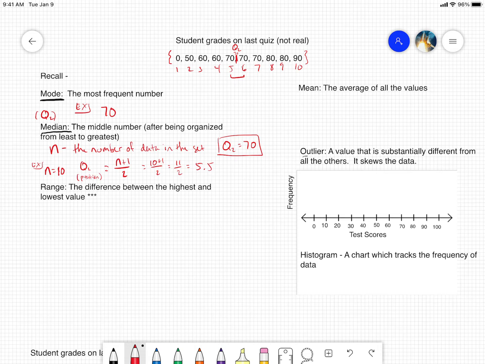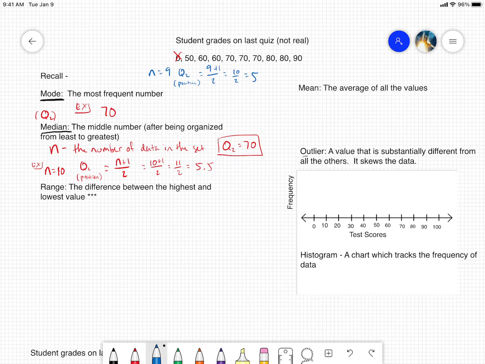Now, when we're looking at this data set, we notice that the 0 makes things a little bit rough. So let's pretend for a minute that we didn't have the 0, so let's take out the 0. If I want to find the median, or Q2, my number of data points is 9. Then the position of Q2 is 9 plus 1 over 2, which is 10 over 2, which is my 5th term.